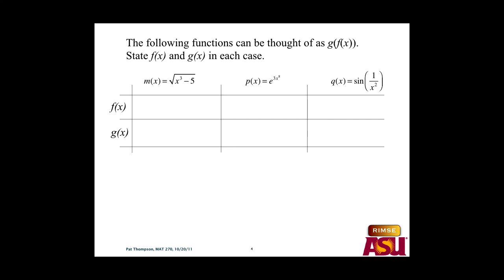So for instance, this function m of x. If you read it, m of x is the square root of, and it's like, oh, so it's a square root function. Yeah, but it's not square root of x, it's the square root of x cubed minus 5, a cubic polynomial. And I know how to find the derivatives of cubic polynomials, and I know how to find the derivatives of square roots of x. This isn't a product of those two. This is a square root of a cubic polynomial. So it's a composition of those two functions.